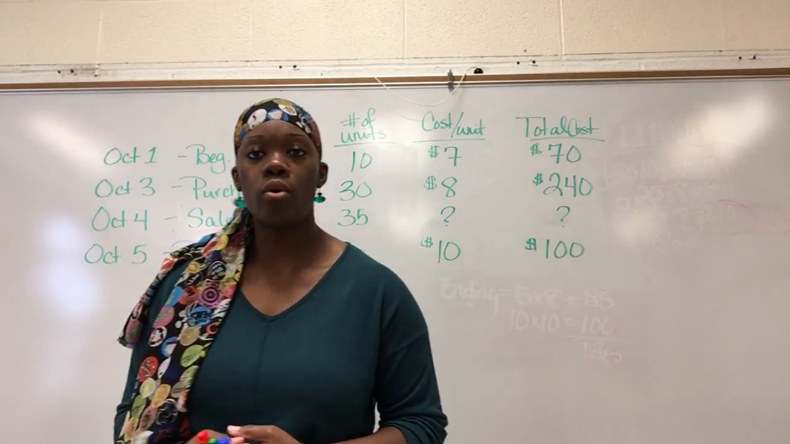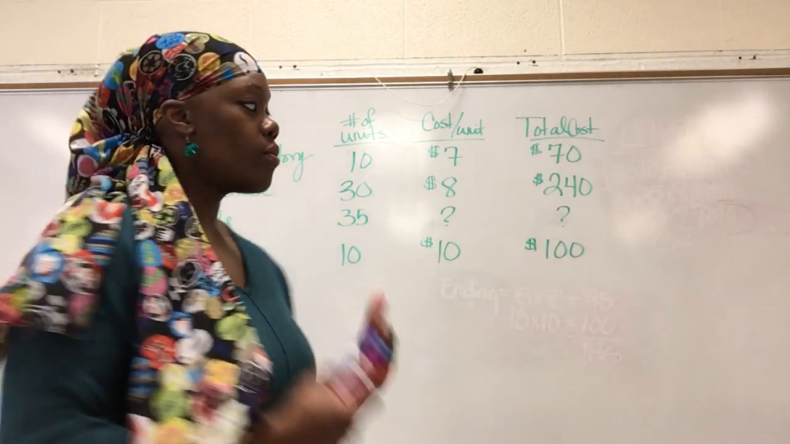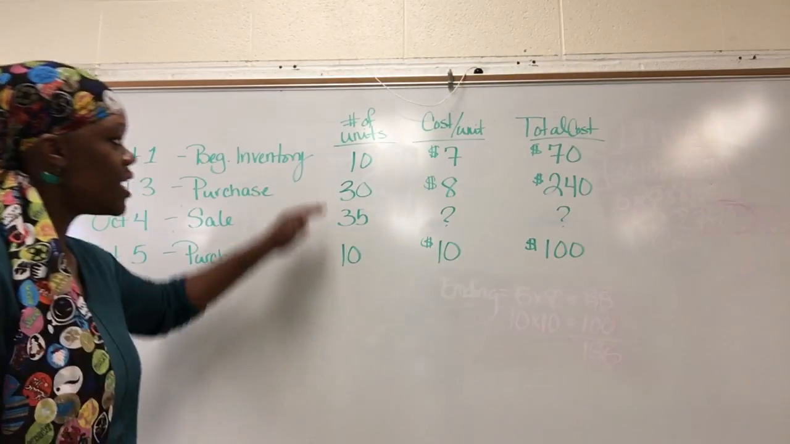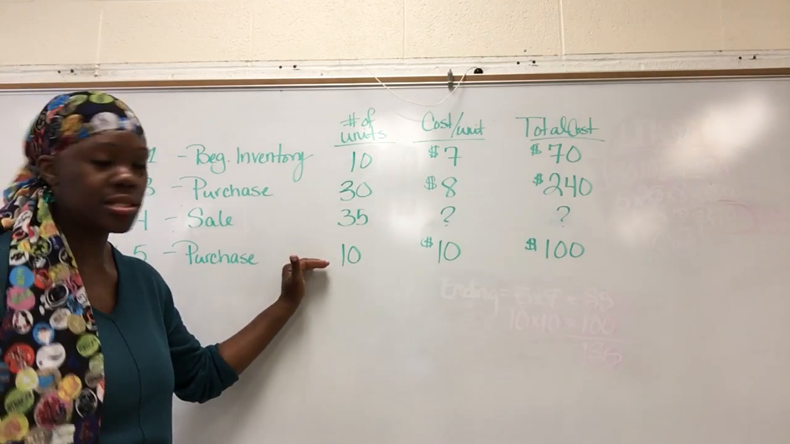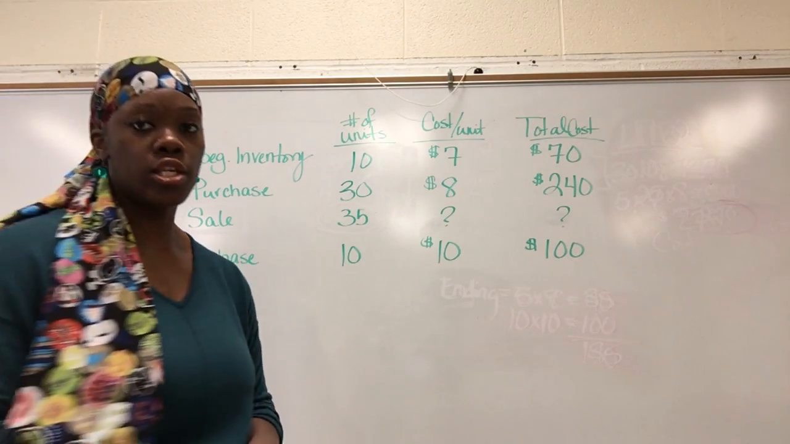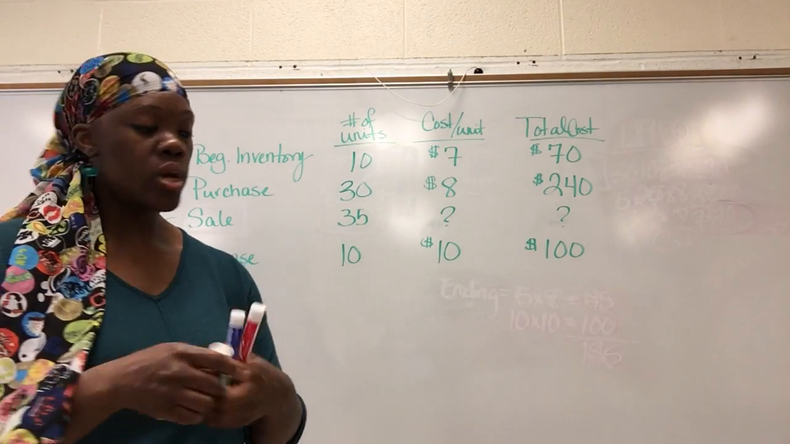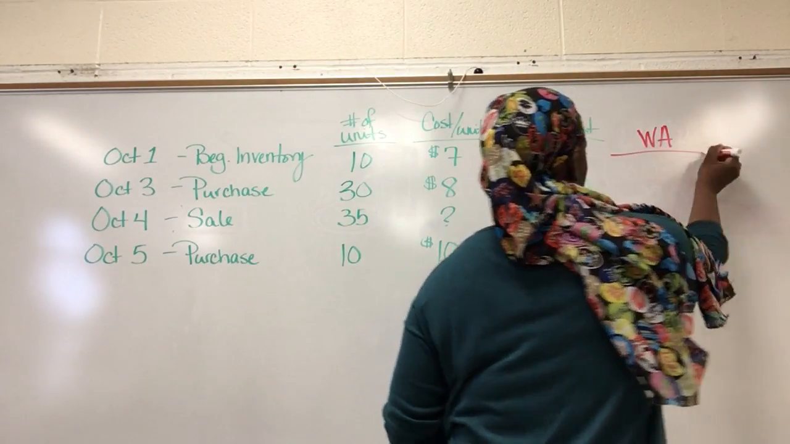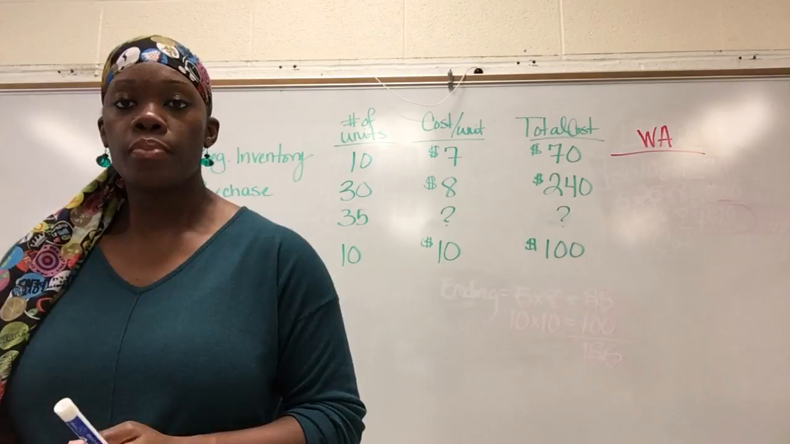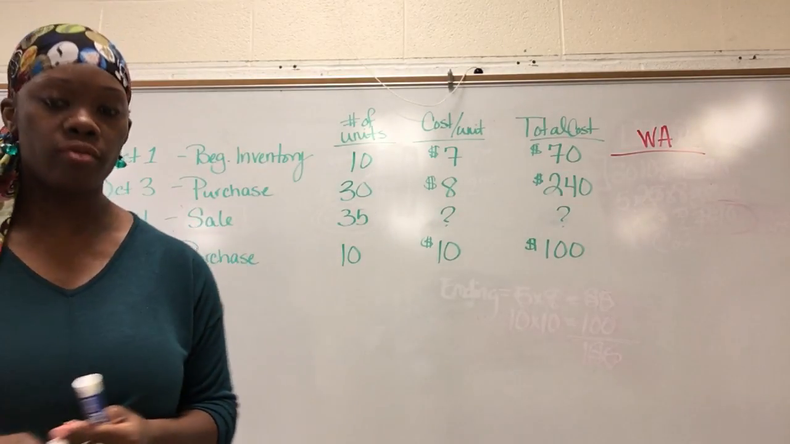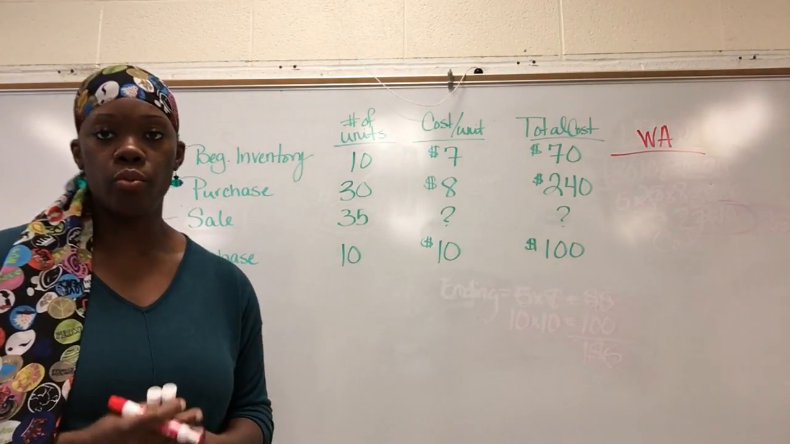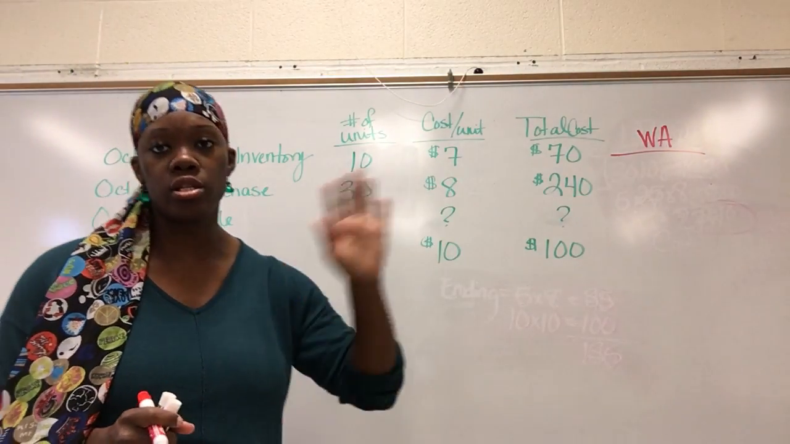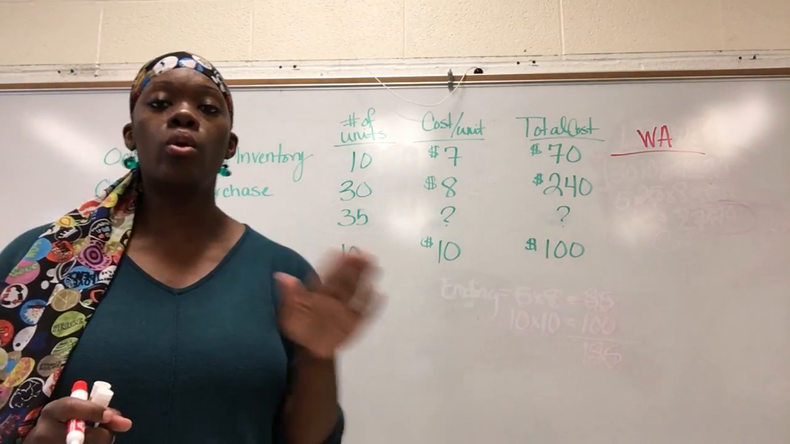Okay, so now we go on to the weighted average method. Now remember, we're still in the perpetual method, which means that at every point in time, we're going to stop and do a different calculation. Weighted average, which I abbreviate WA, tells us that we don't want multiple levels. We don't want to keep up with a $7 level and then an $8 level and so on and so forth. No, we want to do away with that.